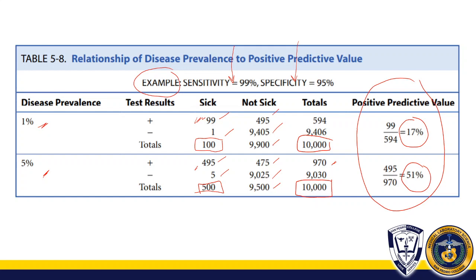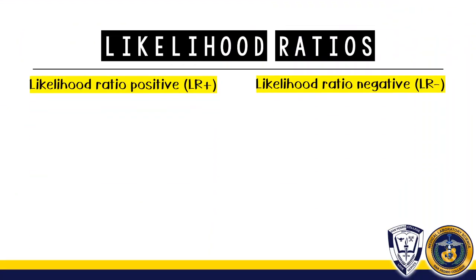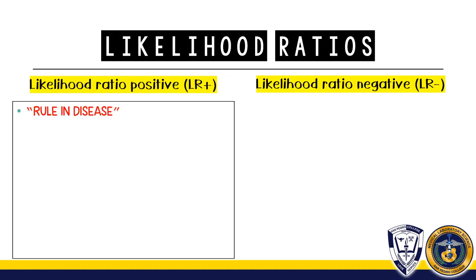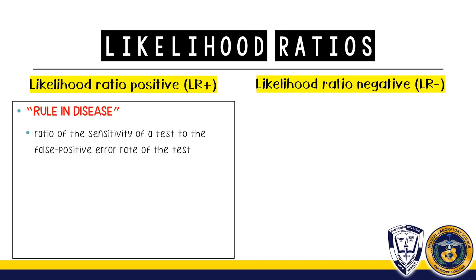Okay? Sige, padayon ta. Now we proceed to our likelihood ratio, and for your likelihood ratio there are actually two: likelihood ratio positive or your LR positive and your likelihood ratio negative or your LR negative. Now, starting with your LR positive, this is actually used to rule in disease. So later I will further explain this with an example. Now, LR positive is the ratio of the sensitivity of a test to the false positive error rate of your test. And the equation being used is actually this one.